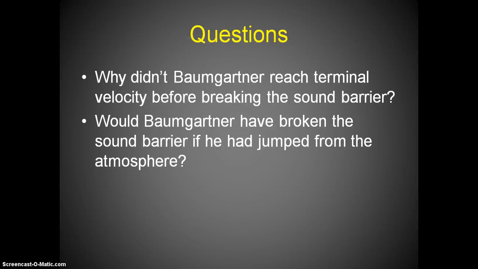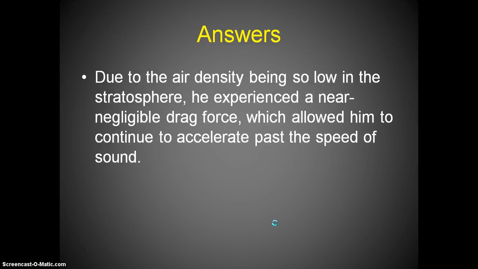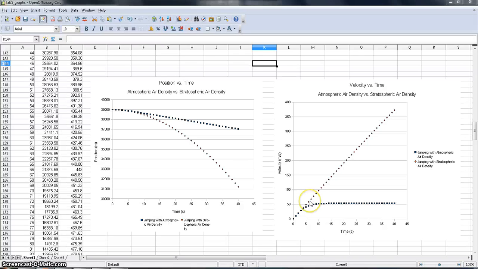With these results in mind, we can answer a few questions. The first being, why didn't Felix reach terminal velocity before breaking the sound barrier? The answer to this question is because the air density is so low in the stratosphere, he experienced a near negligible drag force, which allowed him to continue to accelerate past the speed of sound. This continuous acceleration is shown here, as after 40 seconds he has still shown no signs of slowing down.